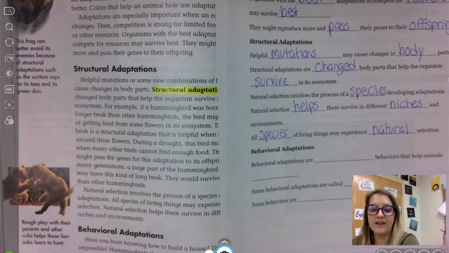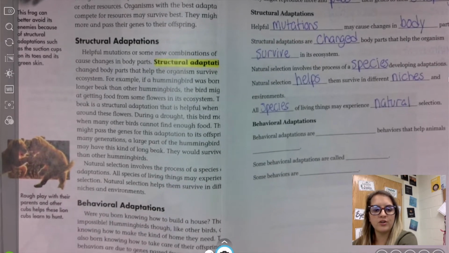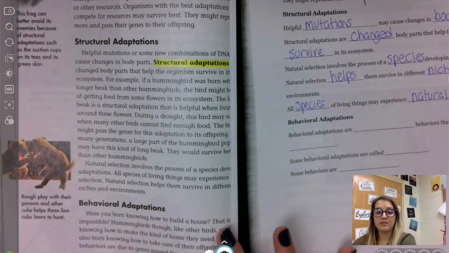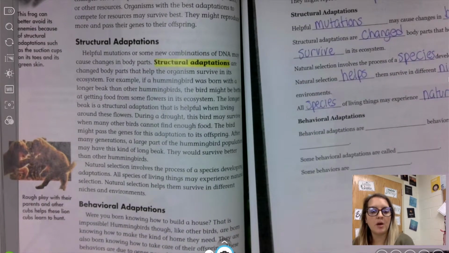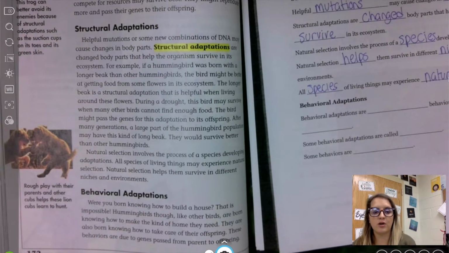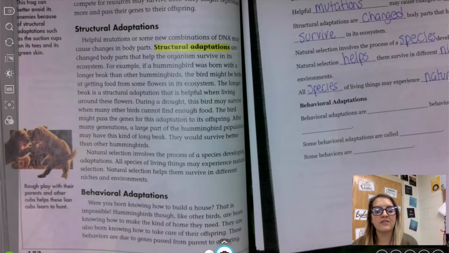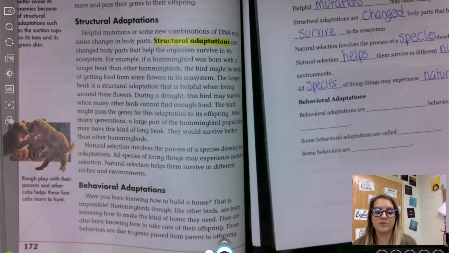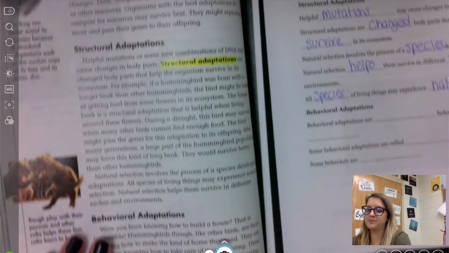Going on to behavioral adaptations. Were you born knowing how to build a house? That is impossible. Hummingbirds, though, like other birds, are born knowing how to make the kind of home they need. They are also born knowing how to take care of their offspring. These behaviors are due to genes passed from parent to offspring.